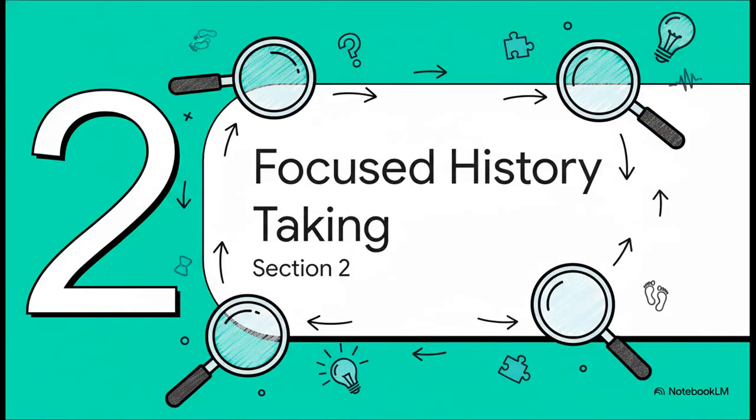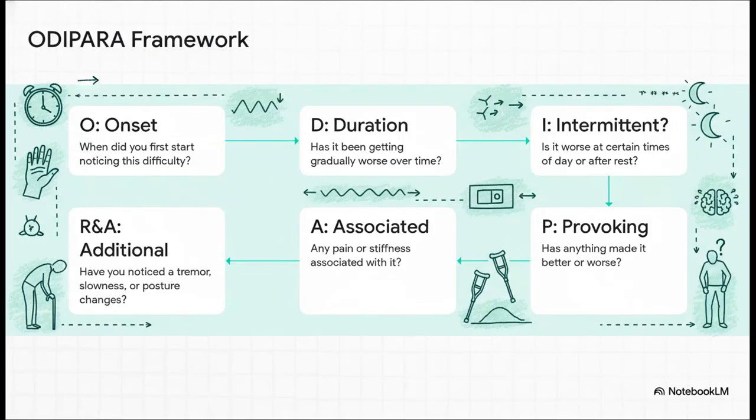Right, let's move on to the history taking. Your main goal here is to be super structured and efficient, so you can gather all the clues you need to solve the puzzle. To give your questions some structure, I want you to use the ODI-PARA framework. This little mnemonic is perfect for guiding you through exploring that presenting complaint, in this case, the difficulty walking. It covers everything from onset to any other associated symptoms. If you follow this, you won't miss any key details.